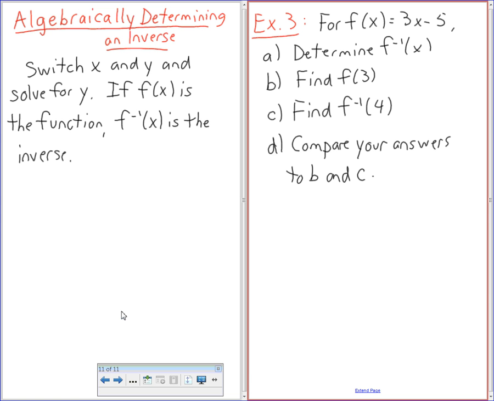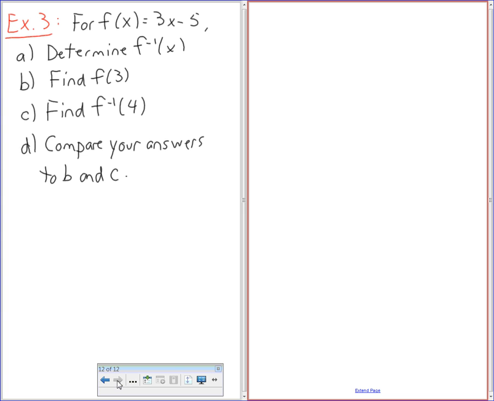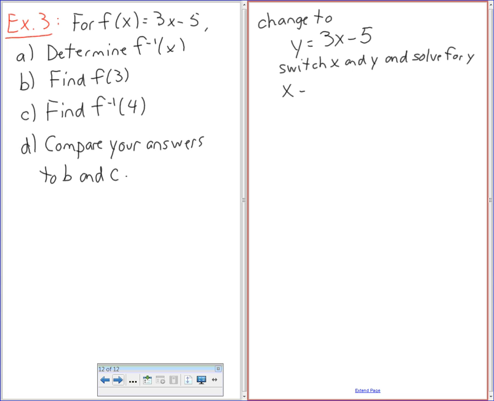What do we say f of x is? F of x is the same as y, okay? So we're going to start by changing the equation to y equals 3x minus 5, then we are going to switch x and y and solve for y. Okay, so we're going to get x equals 3y minus 5. Great. I didn't actually cheat. Y is the same as f of x. They mean the same thing. Okay, so could somebody solve for y, please?